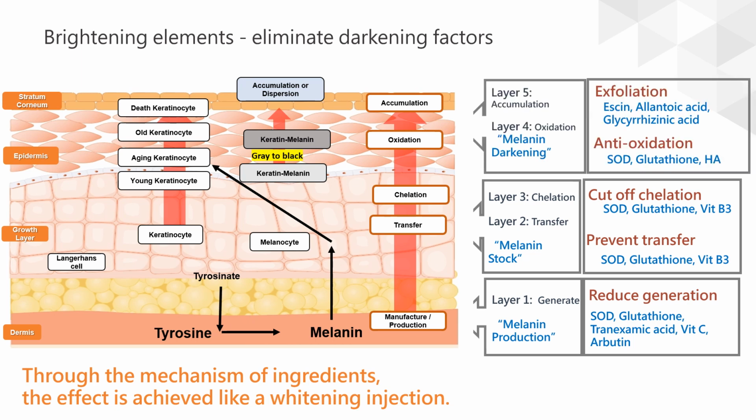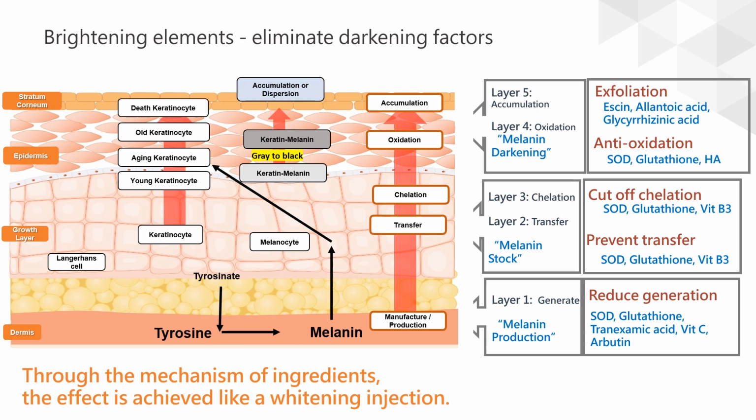Lastly, layer 4 works in the melanin darkening. So to stop the oxidation in layer 4, we need to use antioxidation to move the surface of the skin and reduce it from turning black by using hyaluronic acid, glutathione, and SOD. Last is layer 5, where there is accumulation of melanin, causing spots or uneven skin tone. We need to exfoliate and remove the accumulated melanin at the same time by using ingredients such as essin, allantoin acid, and glycerinic acid.